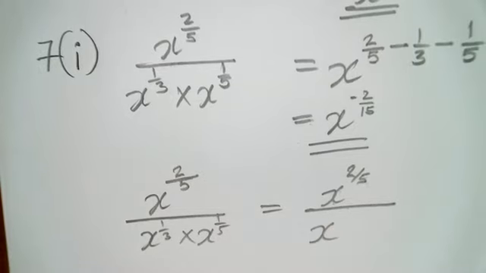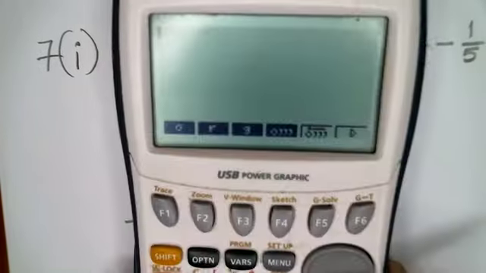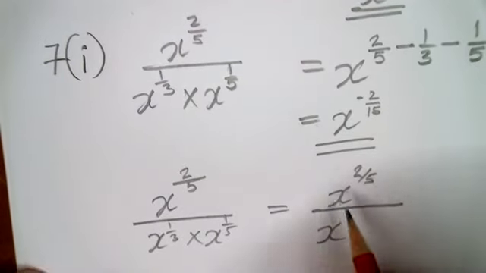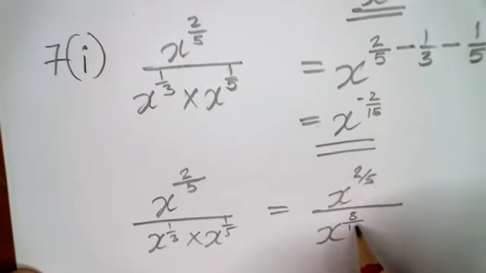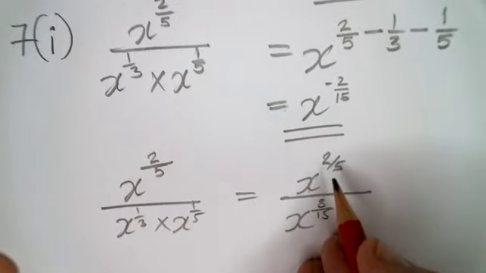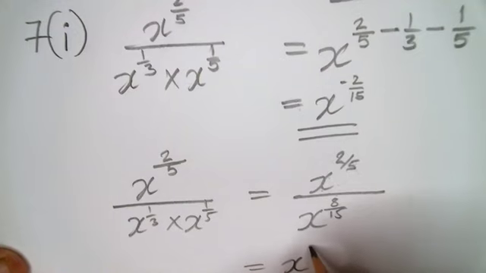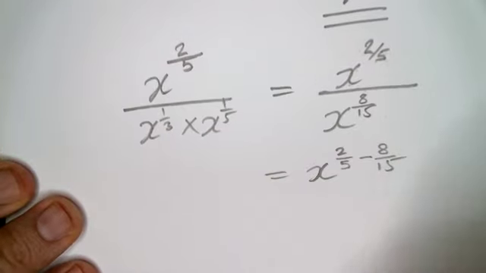I've got a third and a fifth. Again, I'm just going to use a calculator. So 1/3 plus 1/5, and I end up with 8/15. So I've got x to the power of 8/15. Now I'm going to subtract these two, so I'm going to go equals x, and this is really 2/5 minus 8/15.